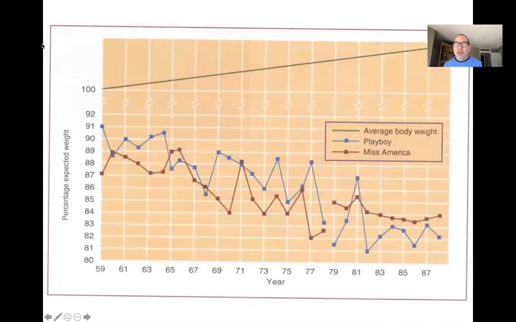This is data from 1959 to 1987 showing the change in body weight as a percentage of expected body weight. For the average body, it has increased over time. However, for Playboy models as well as Miss America, it has gone down. Completely different trajectories.